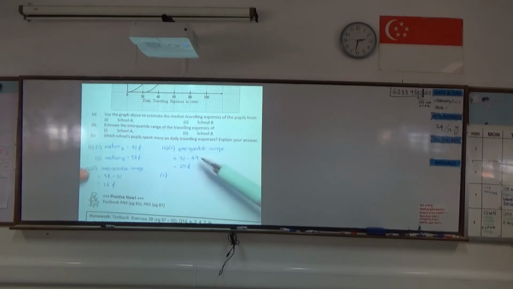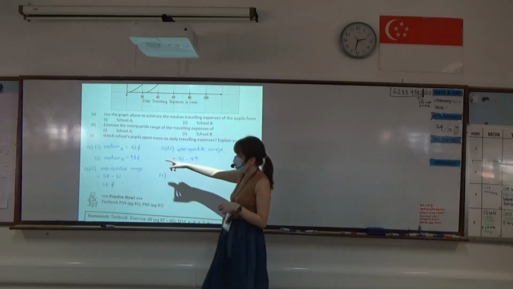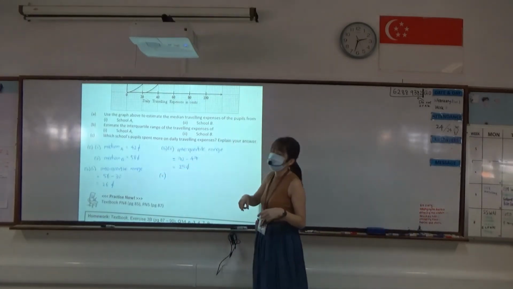So in this case, understanding how interquartile range comes about. Interquartile range only tells you how the spread is like for the middle 50% of the information. Whereas median tells you that 50% of the people get less than or equals to 42 cents or 58 cents depending on the school. Since the question is asking about spending more generally, we will rely on the median to do the comparison.